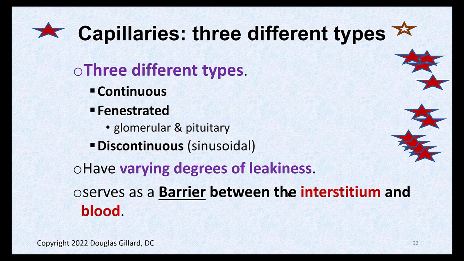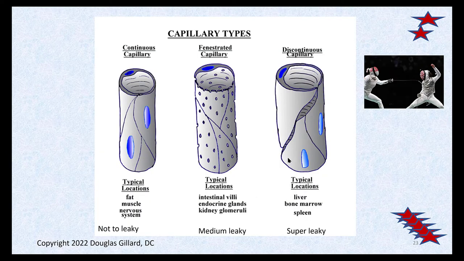There are three types of capillaries with varying degrees of leakiness. Let's look at them. From stingy to really leaky, we have continuous capillaries. And then on the other side, we have discontinuous capillaries, sometimes called sinusoidal capillaries. I always remember continuous because the endothelial cells that make the continuous capillaries are like one. They're continuous with each other. They're pushed so close together, it's like one big cell, so they're continuous. If they're discontinuous, the walls between the endothelial cells are not continuous. They have holes between them, and they're super, super leaky.